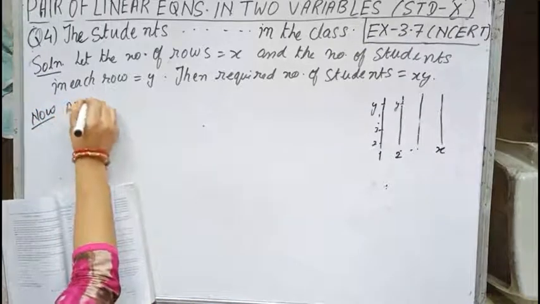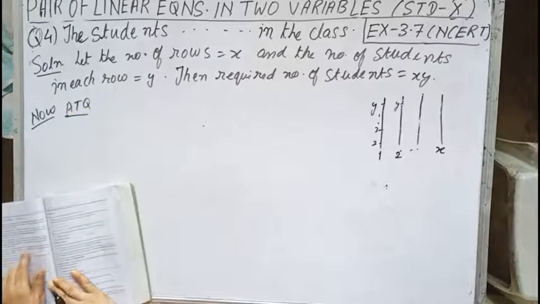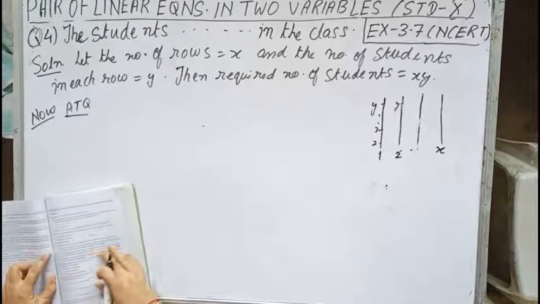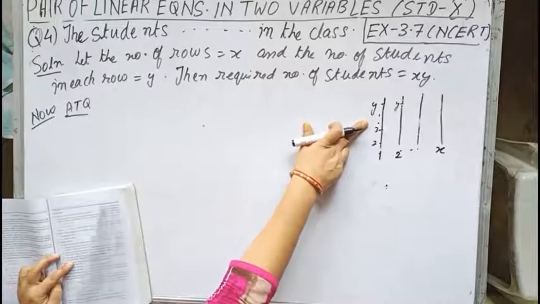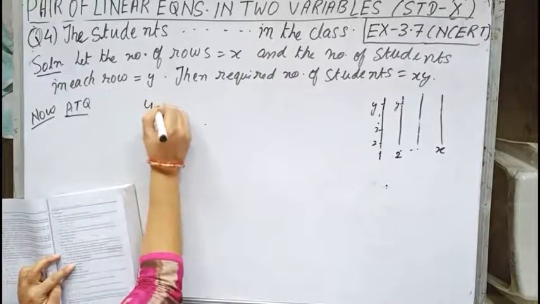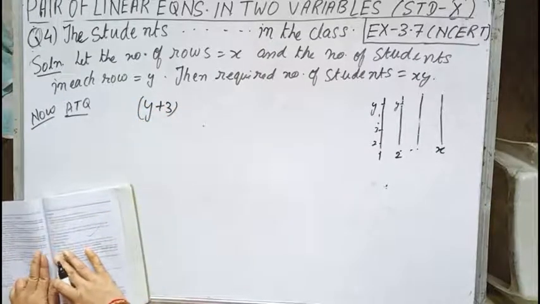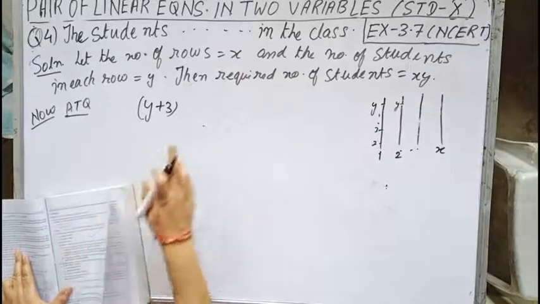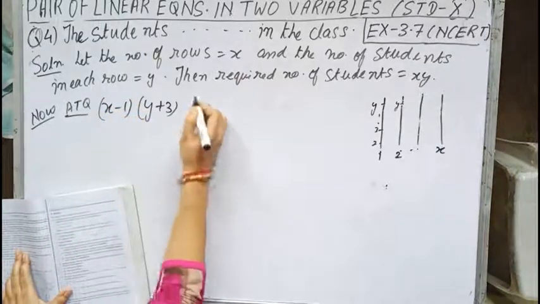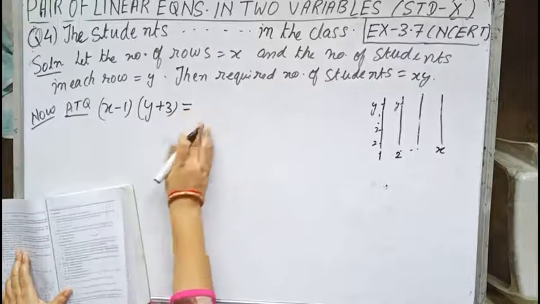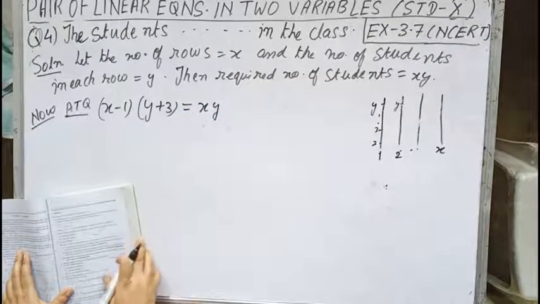Now according to the question, what the question is saying, if 3 students were extra in a row, means in each row how many students are there? Y. Now if 3 students are extra in a row, there would be 1 row less. How many rows are there? X. So now 1 row less. So over here the number of students remains the same, so this also will be equal to xy.